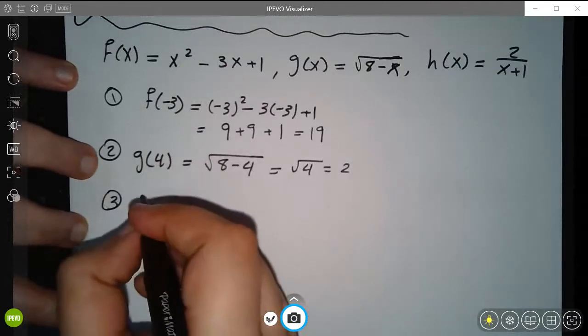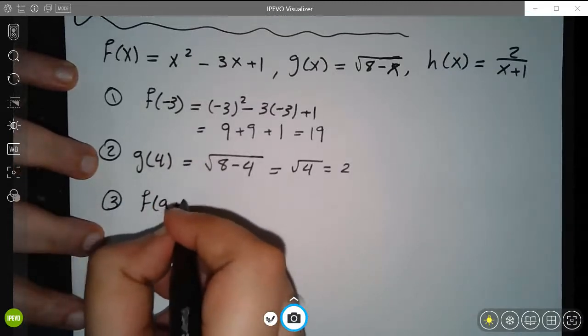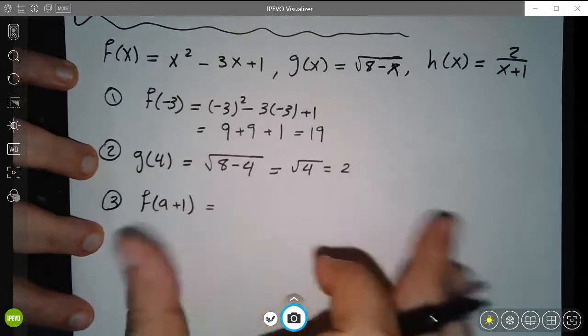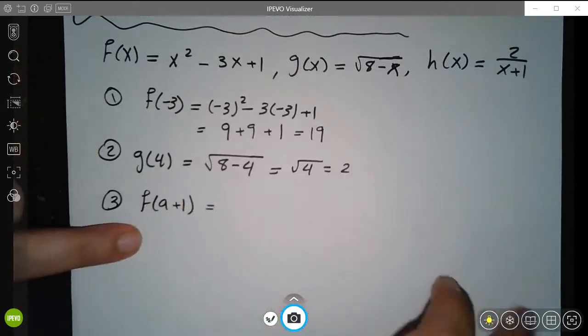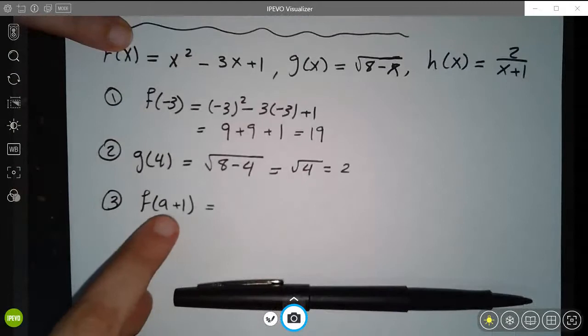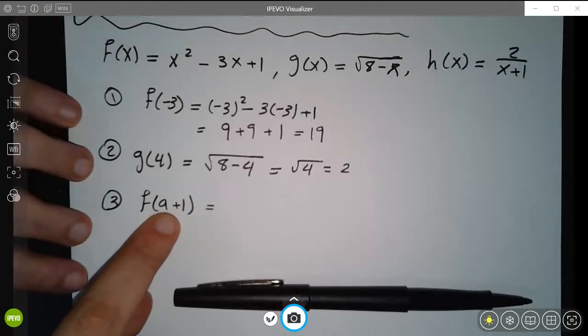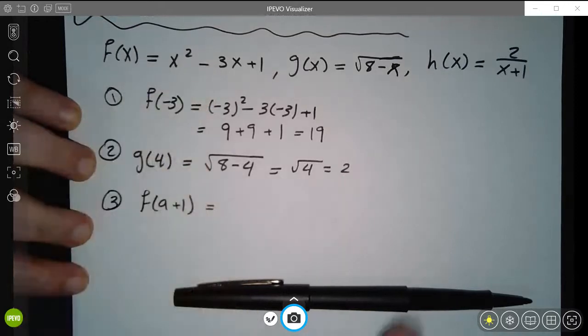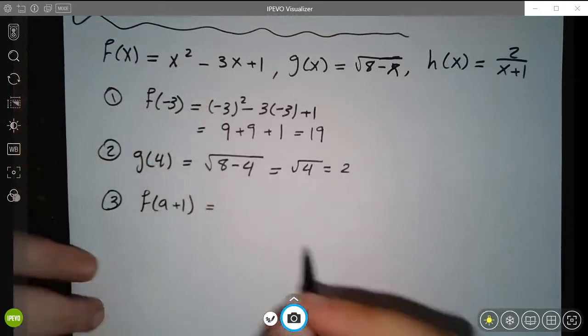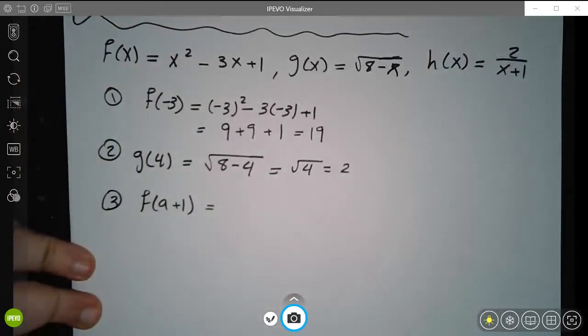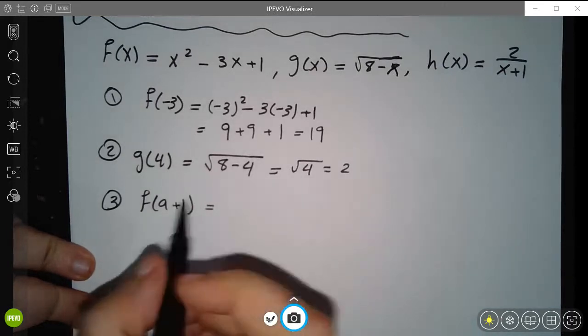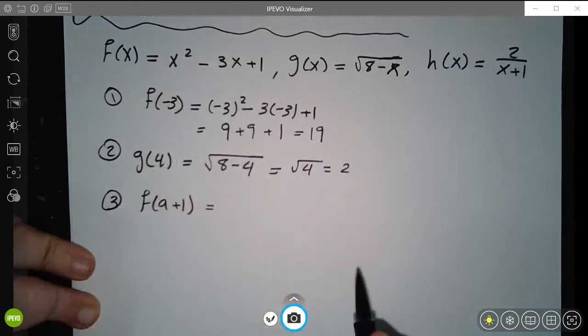Can you guys do this one? I'm giving you f of a plus 1. Yes? So basically, I'm telling you what? That instead of x, you're supposed to plug in everything inside, which is a plus 1. So I'm going to plug this in into the function f. So how about I give you a minute to do that and tell me what you get. And remember, this replaces every single x in here.